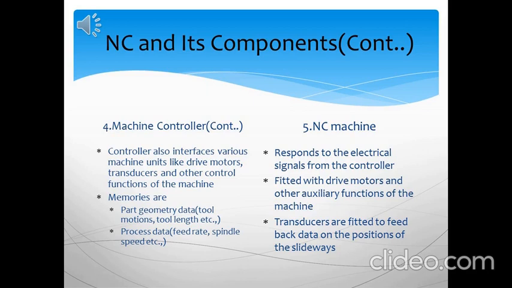Transducers are fitted to feed back data on the position of the slide, the RPM of the spindle, and the amount of cut on the job. NC machines range from single spindle drilling machines to complex machines having multiple motions, tool changers, high capacity tool magazines and multi-axis control.